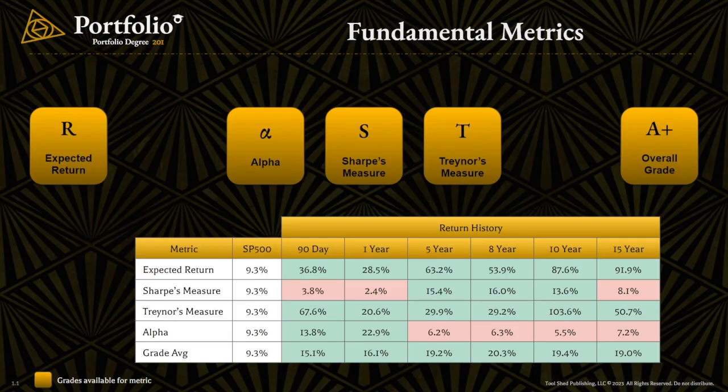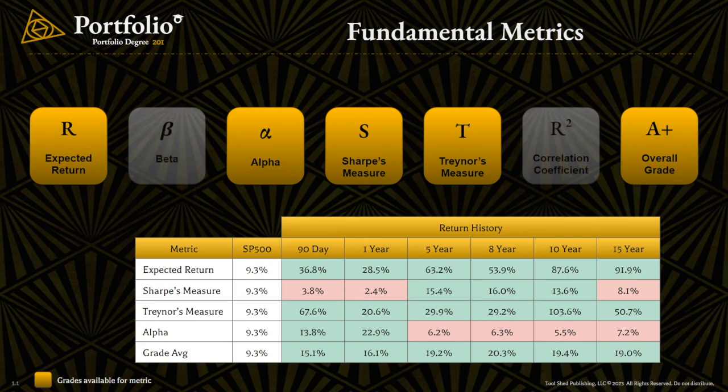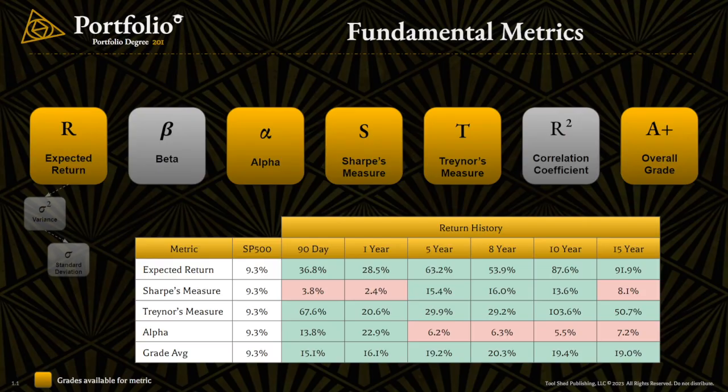In order to understand these metrics, there are a few other measures that you need to know, so we're going to walk you through those as well. The first 2 are beta and R squared. And in order to understand beta, we need to walk you through what a covariance is. And in order to do that, we also need to walk you through variance and standard deviation. And before we can cover Sharpe's measure and Treynor's measure, we need to walk you through the risk-free rate. So taking a look here, these are all of the metrics that we're about to walk you through.